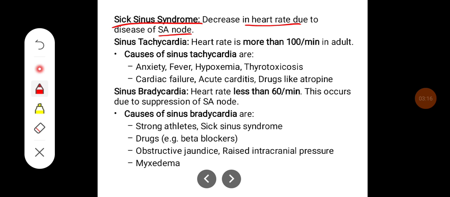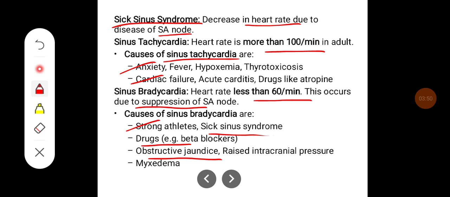Sinus tachycardia is heart rate more than 100 beats per minute in adults, and some of the causes for sinus tachycardia are anxiety, fever, hypoxemia, thyrotoxicosis, cardiac failure, acute carditis, and drugs like atropine. Sinus bradycardia, where heart rate is less than 60 beats per minute, occurs due to the suppression of SA node. Some of the causes for bradycardia are seen in strong athletes, sick sinus syndrome, drugs like beta blockers, obstructive jaundice, raised intracranial pressure, and myxedema.